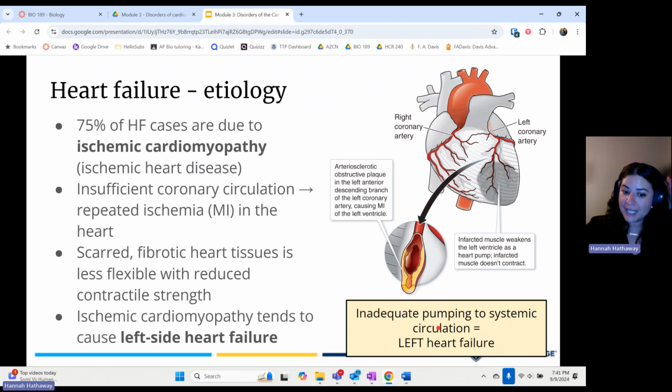You're going to have issues with your fingertips not getting enough blood to them. So they're going to look pale or maybe even blue, things like that. So all of these are examples of signs and symptoms of left-sided heart failure. And it makes sense if you think, oh, the left side is pumping blood to the rest of the body.